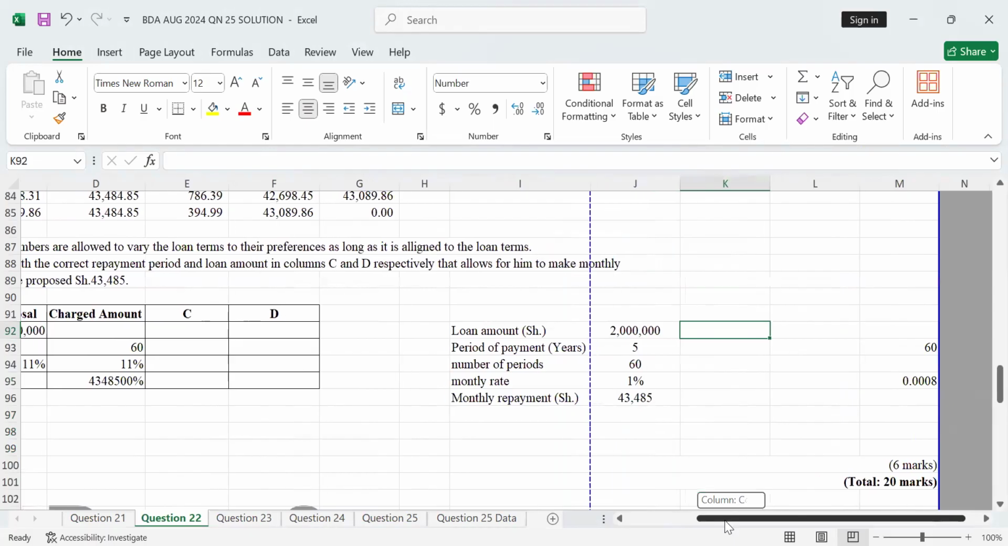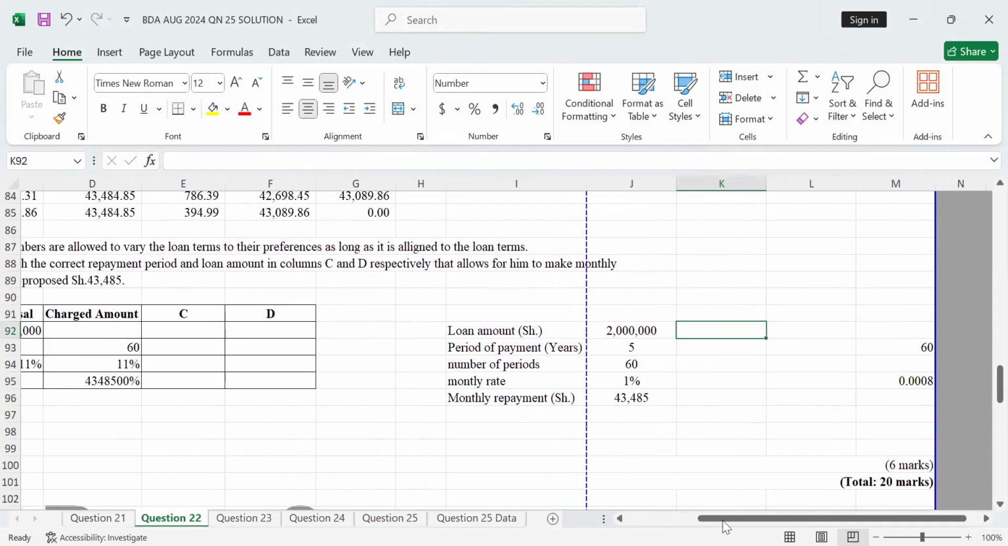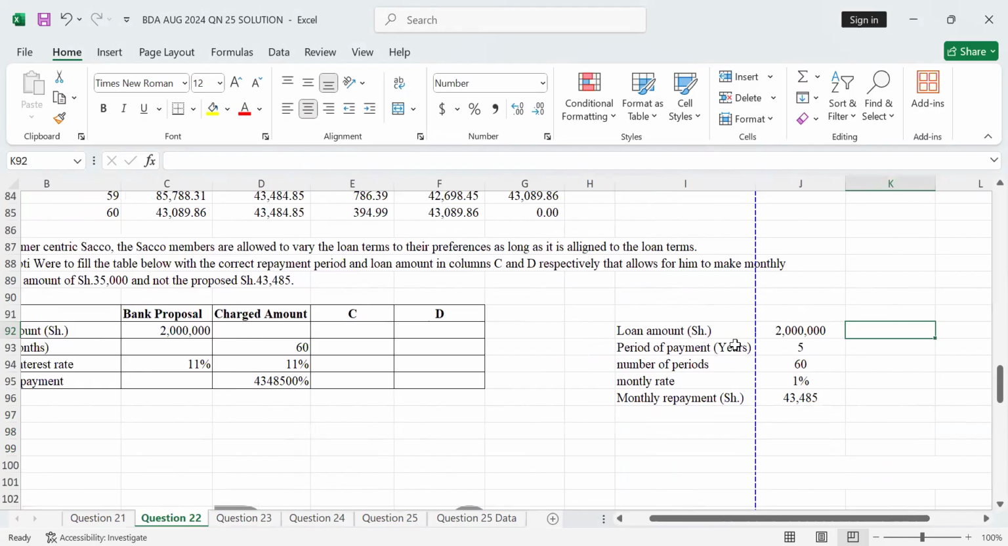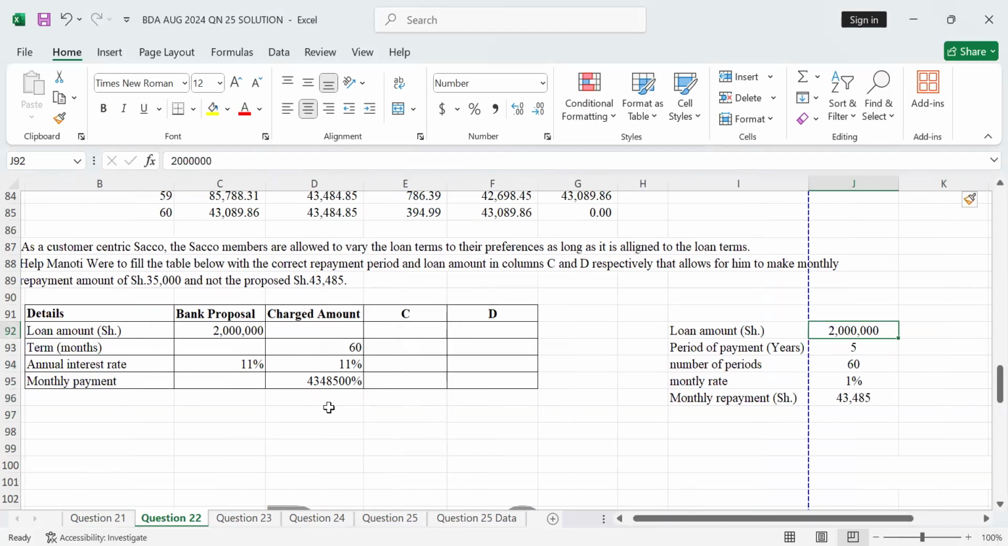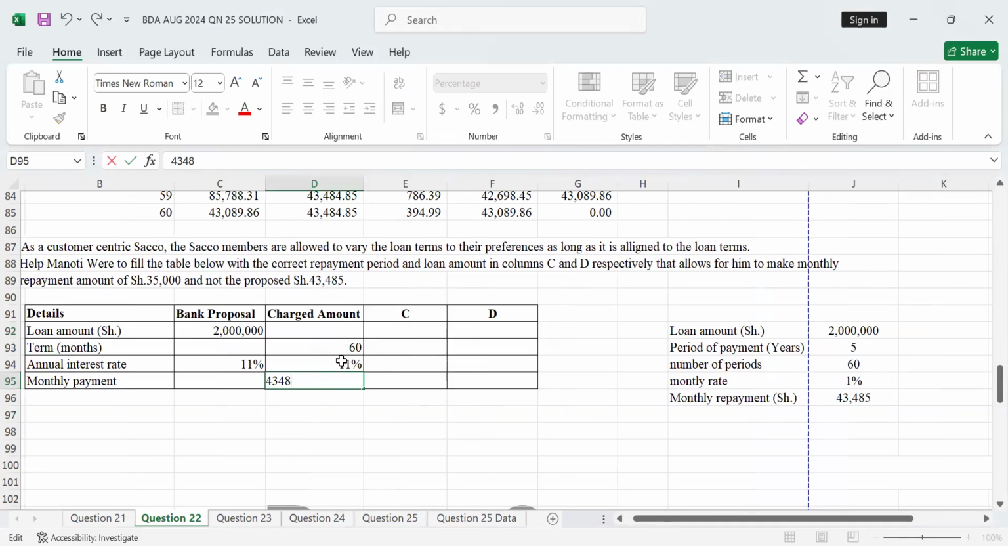So now we apply the goal seek. If you're done, let me know. We proceed. You're done copying that. Ensure that you have the monthly rate. You also have the number of periods and then the loan amount. So that now, here I show you how we do it.